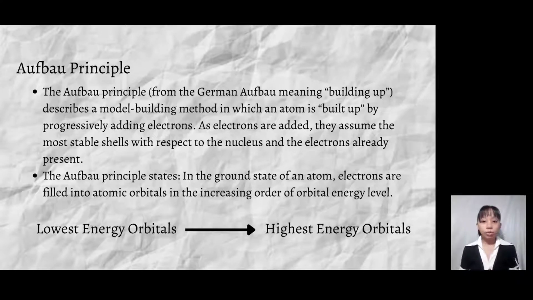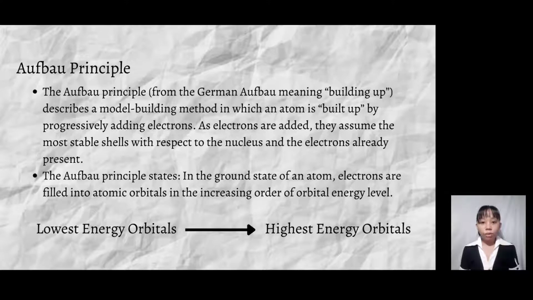The Aufbau principle, from the German word Aufbau, meaning building up, describes a model building method in which an atom is built up by progressively adding electrons. As electrons are added, they assume the most stable shells with respect to the nucleus and the electrons already present. The Aufbau principle states, in the ground state of an atom, electrons are filled into atomic orbitals in the increasing order of orbital energy level. In other words, electrons fill or occupy the lowest energy orbital first in the ground state of an atom before filling the higher energy orbitals in order to minimize the total energy.